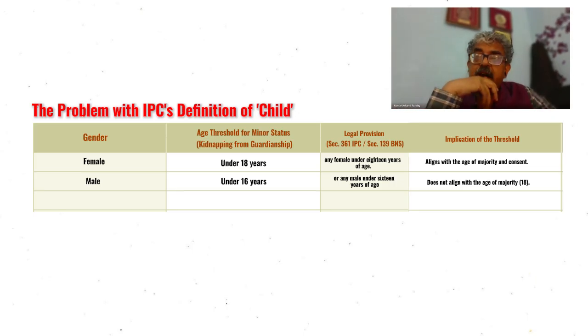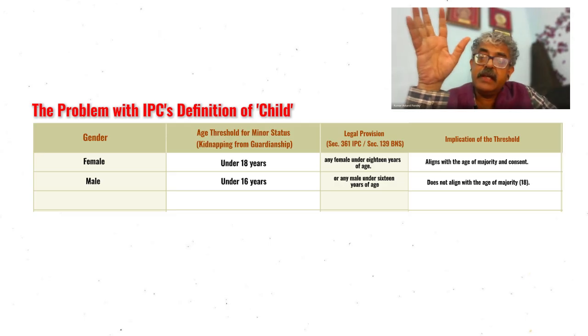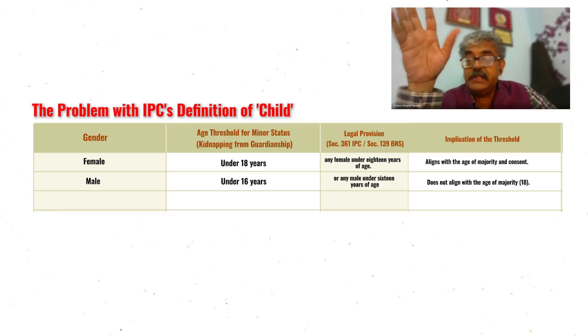One example would be the offense of kidnapping from lawful guardianship. You may remember that the definition would provide that the offense can be committed only when a male child is under age of 16 years and a female child is under the age of 18 years.